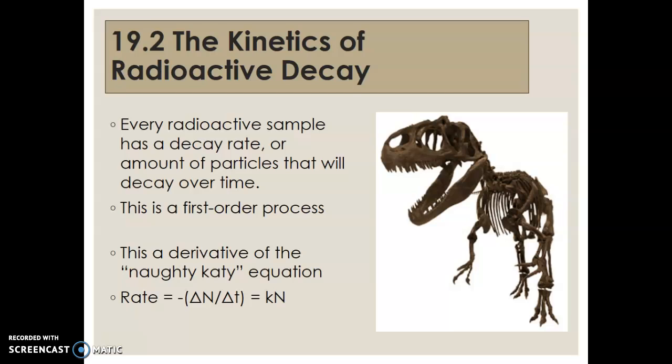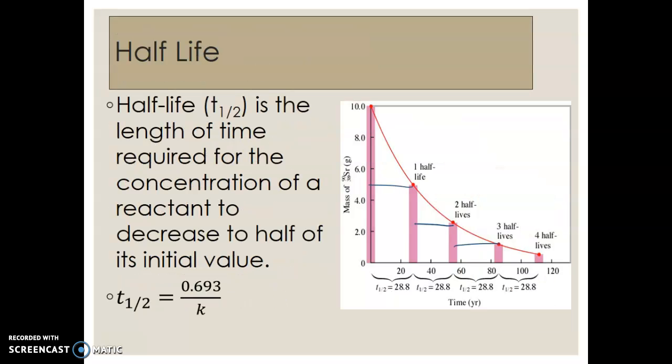So the derivative of that is the rate is equal to negative the change in your N, which N is your radioactive nuclei, divided by the change in your time, is equal to k, your rate constant, times the radioactive nuclei.